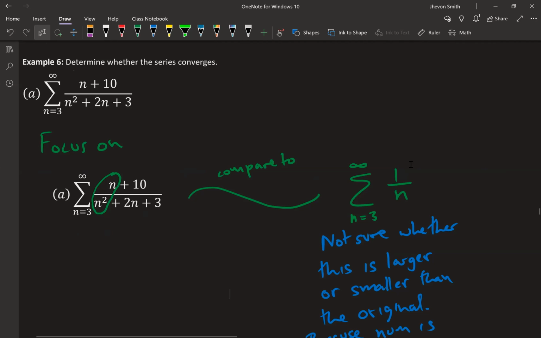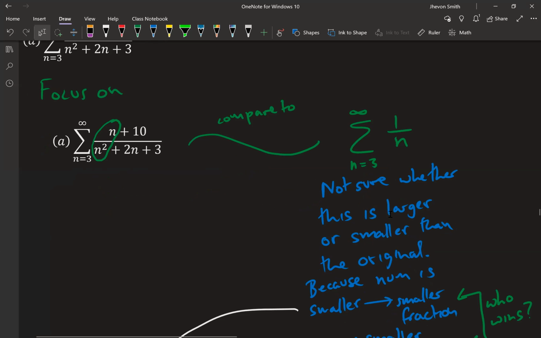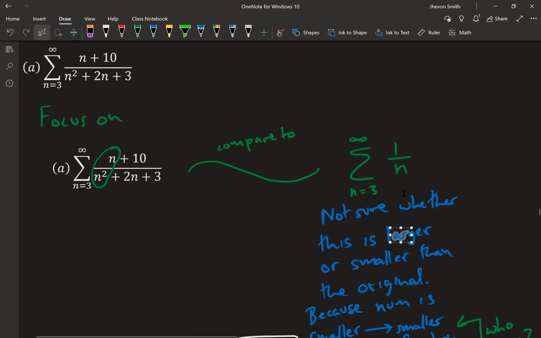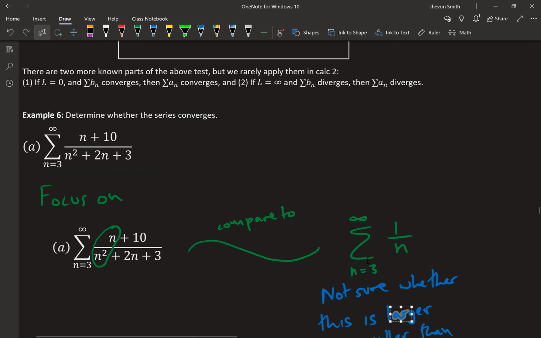However, this one is easy to tell what happens to it. It's just a p series. And yes, it starts from 3, but a p series, we can just use a p series to determine it.